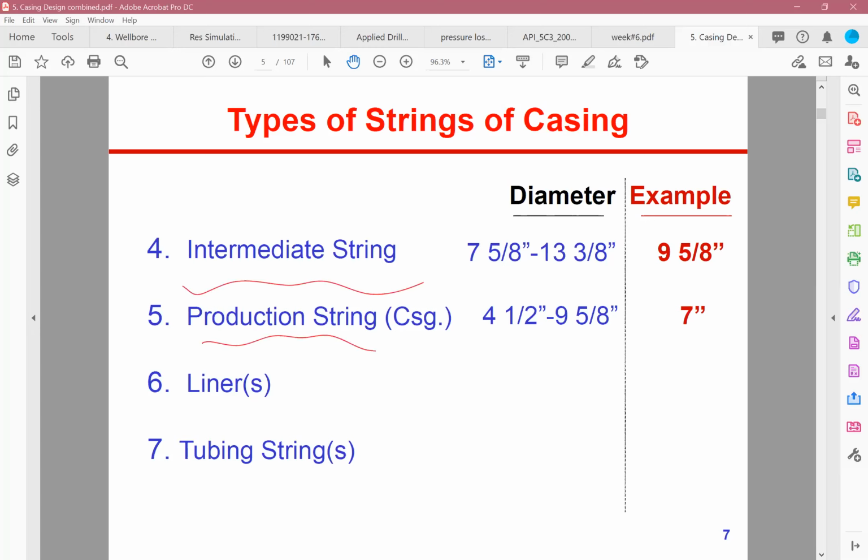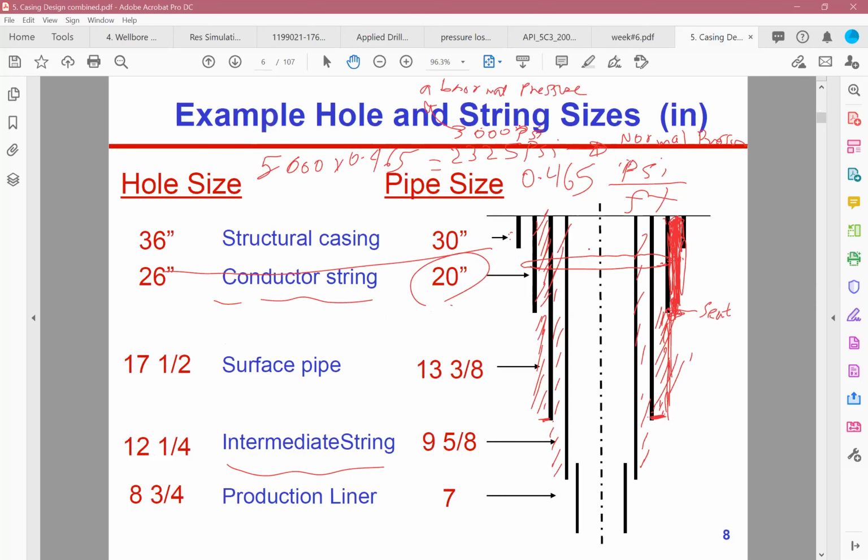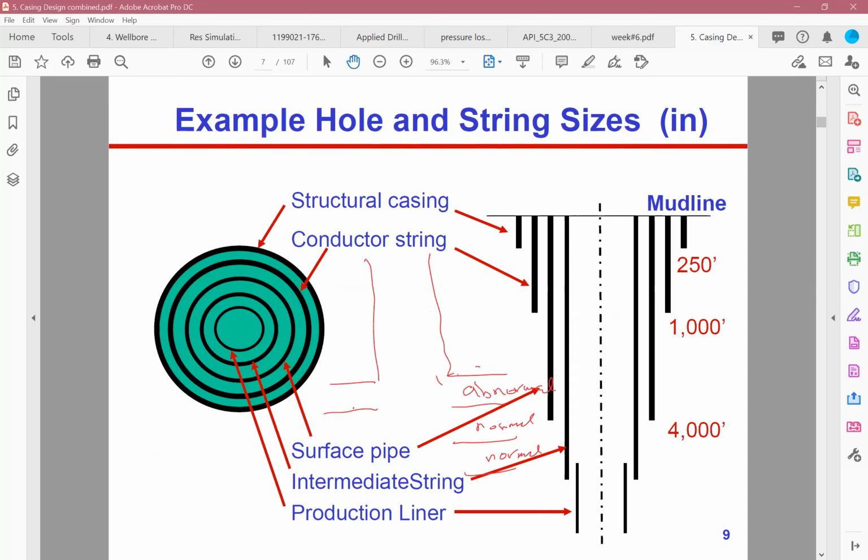And then finally you have the production casing. The production string means you have reached the target formation, and the purpose of the production casing is that it isolates the rest of your wellbore from whatever fluid is coming into the wellbore. Although the production casing is not the last, what you see here is a production liner, which I will talk about, but production casing also goes all the way to the surface. Sorry for my handwriting, but it goes all the way to the surface. This is called production casing.